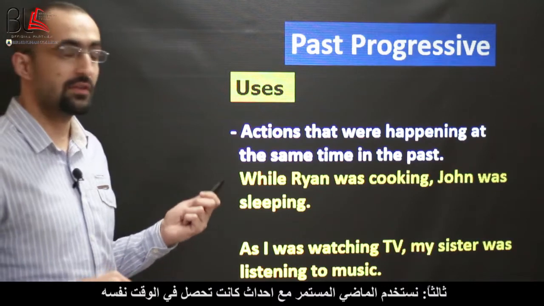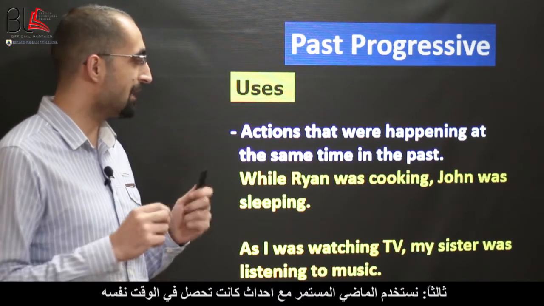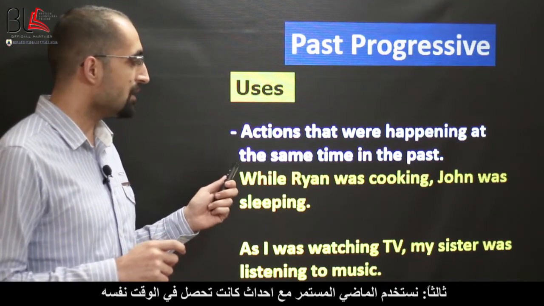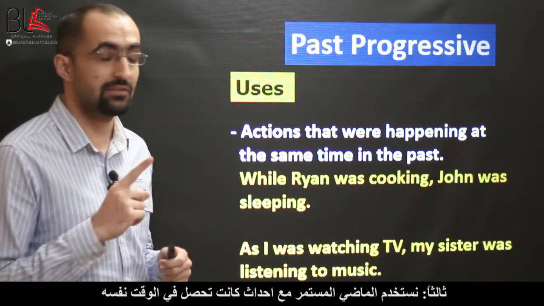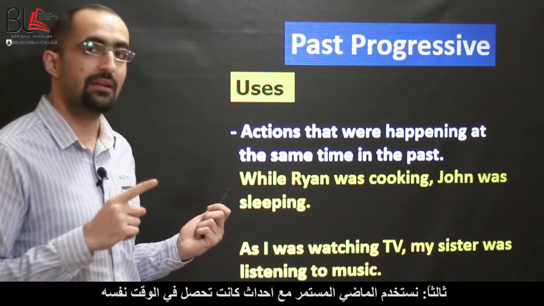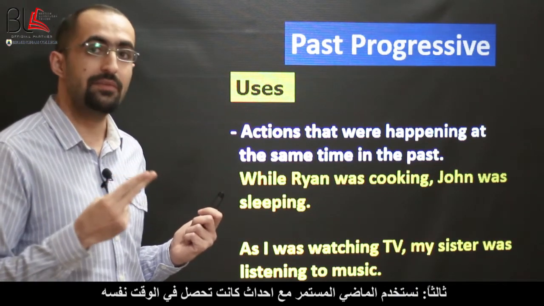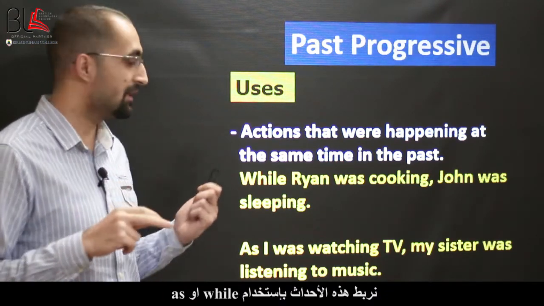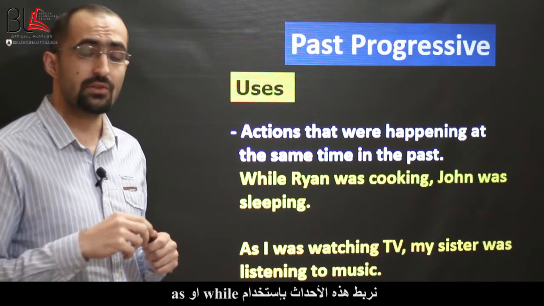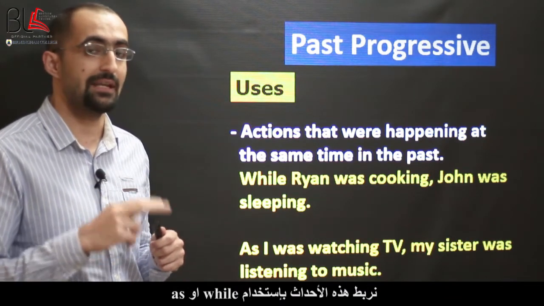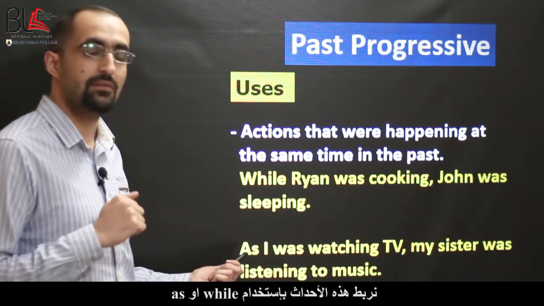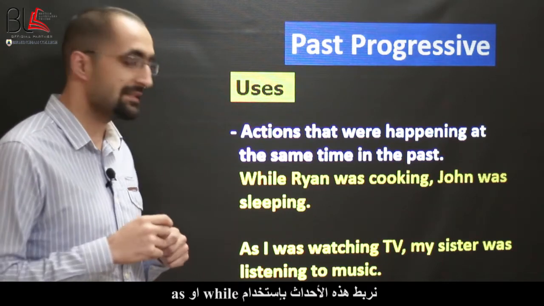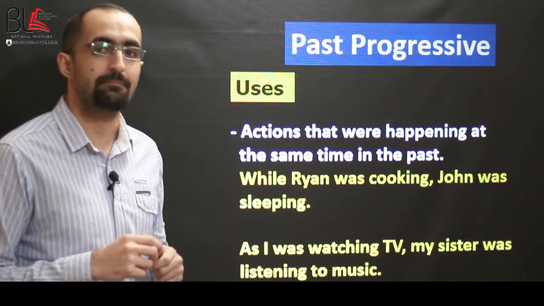We can also use it for actions that were happening at the same time in the past. For example, while Ryan was cooking, this is the first action, John was sleeping, this is the second action. But both of these actions were happening at the same time, and we connect them using while. We can also connect two actions happening in the past using as. For example, as I was watching TV, my sister was listening to music, and so on.